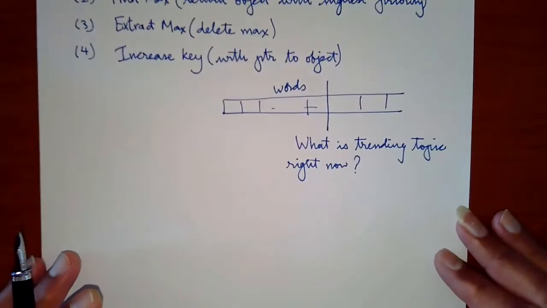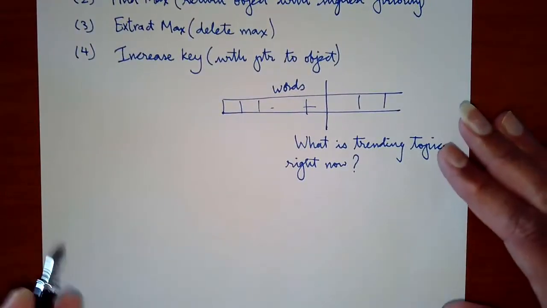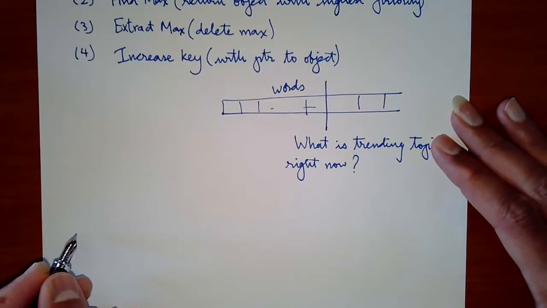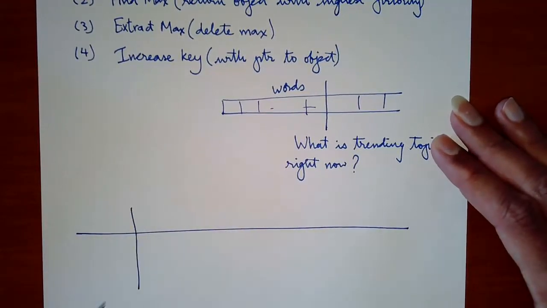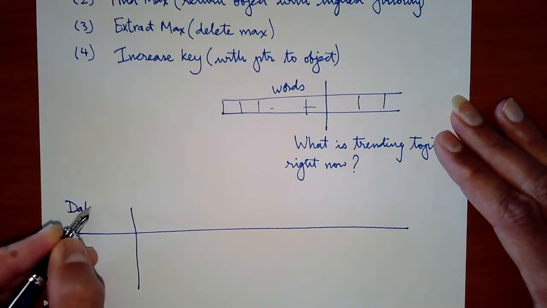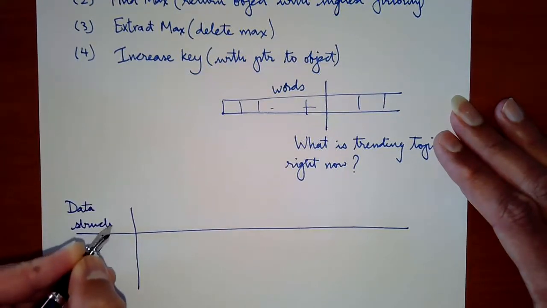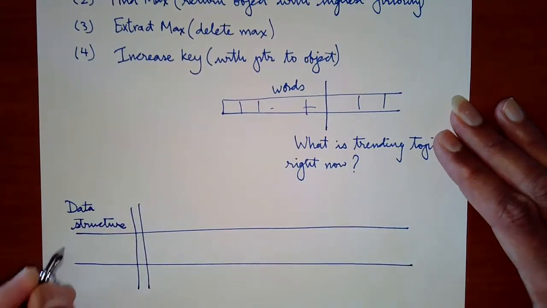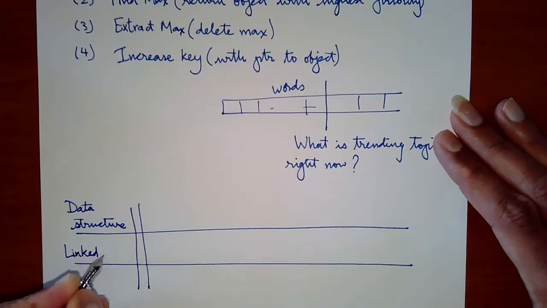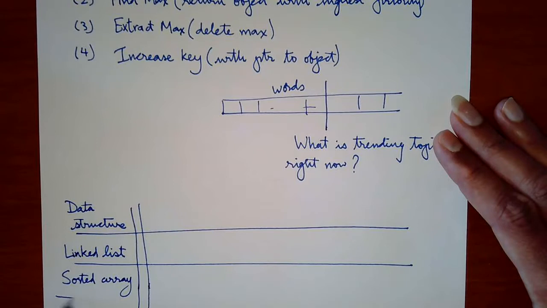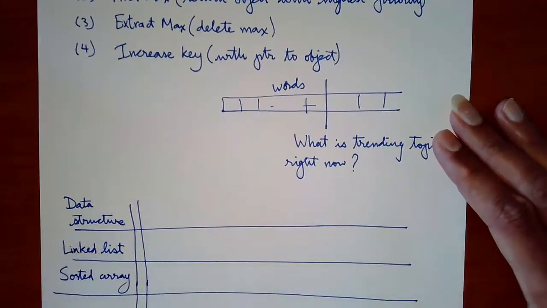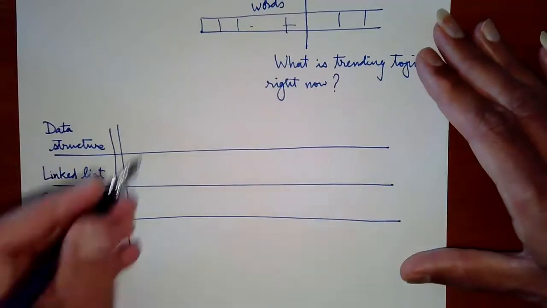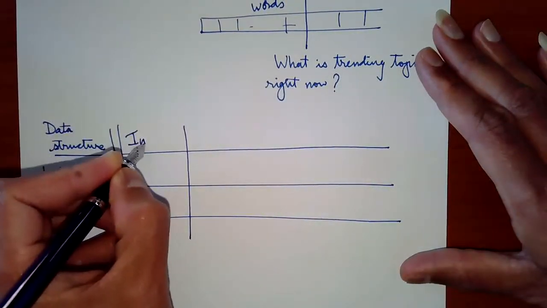So let's just look at doing it with a linked list, with a sorted array, and see what kinds of runtimes we get. So again, I'm going to draw this table that we've seen where we have a data structure. So we can look at the linked list, and we can look at a sorted array. Now let's list out the operations that we want. So we have the insert.